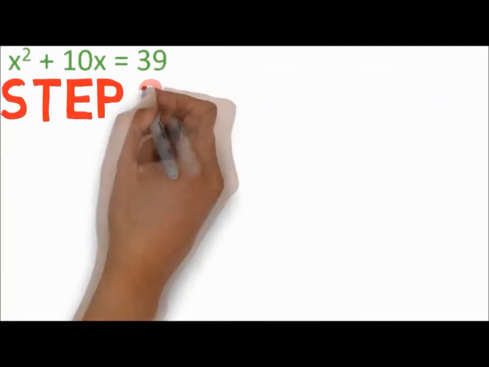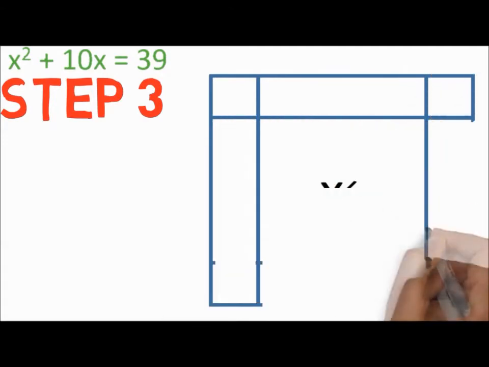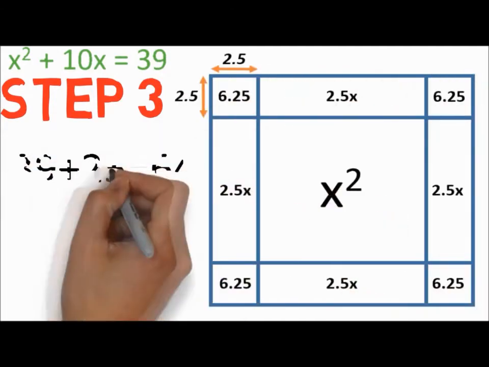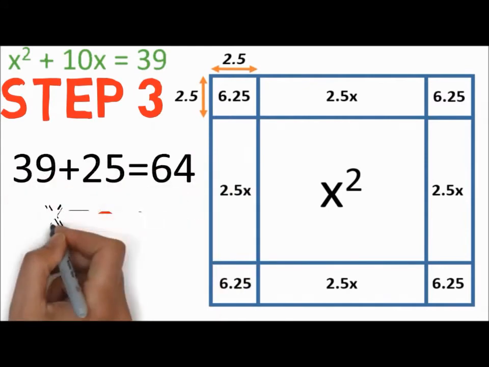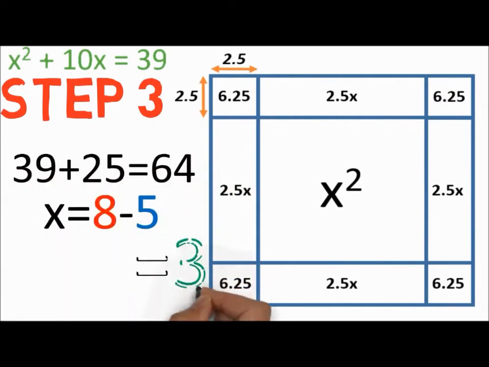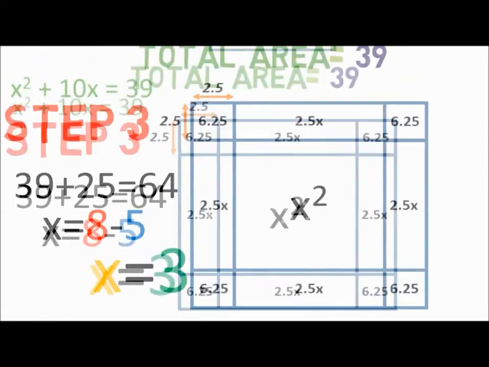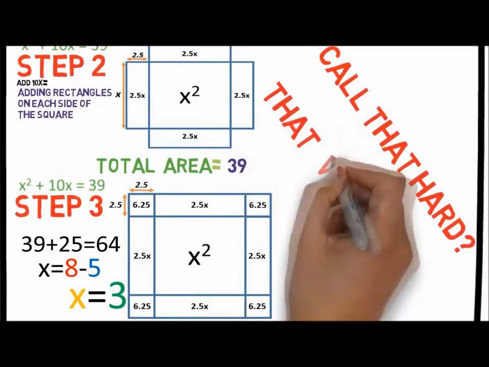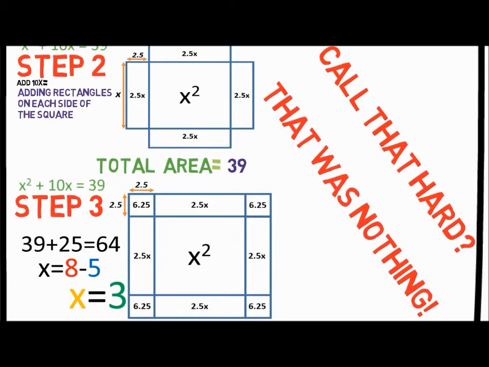To complete the square, you have to add 4 tiny squares to each corner of the figure with a length of 2.5, making the area of one of the tiny squares 6.25. 6.25 times 4 equals 25. 39 plus 25 equals 64. (x plus 5) squared equals 64. And the square root of 64 is 8. x equals 8 minus 5, and therefore x equals 3.